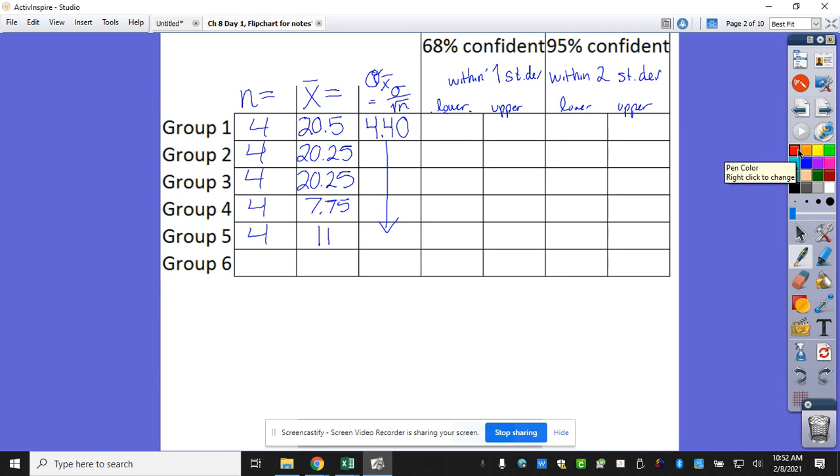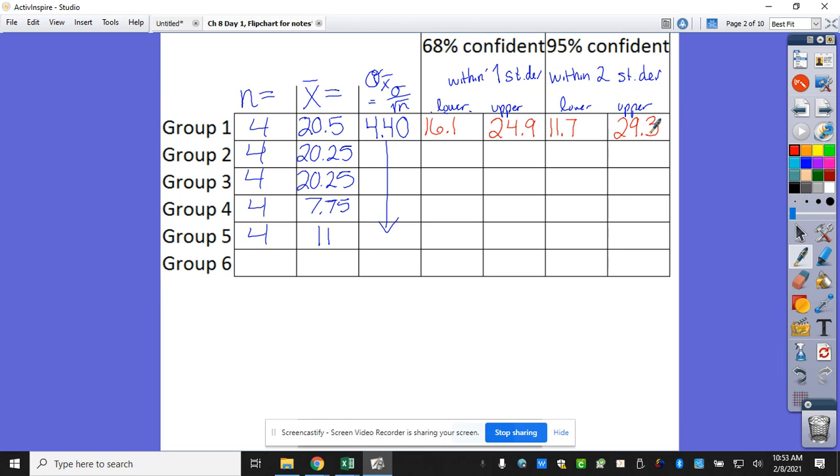Alright, so group one, my lower is what? Or my first lower is what? 16.1. And then my upper for 68, 24.9. And then my lower for 95, 11.7. And 29.3.